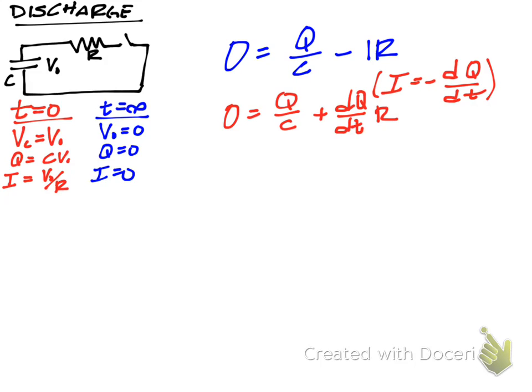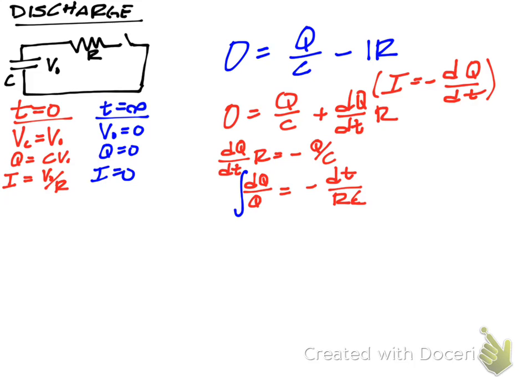And I'll go through this. We have dQ over dt times R equals negative Q over C. So dQ over Q is equal to negative dt over R times C. And what we're going to want to do is take the integral of both sides of this equation. We're going to go from 0 to t, but since at 0 I started off charged, we're going to go from Q0 to some later Q.